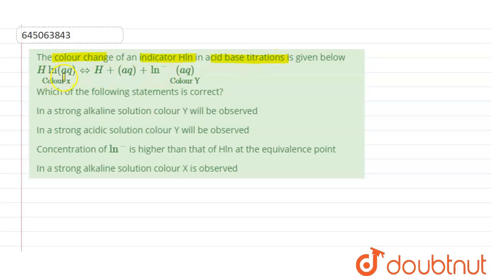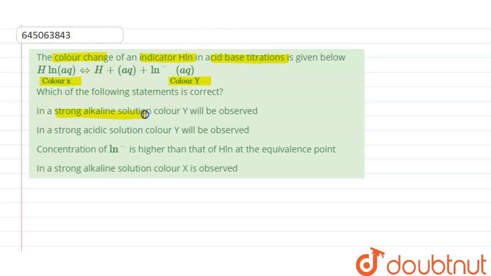Hello students, the question is: the color change of an indicator HIN in acid-base titration is given. This HIN in aqueous state gives color X. It is dissociated to give H positive in aqueous state and IN minus in aqueous state, and the color of this HIN is X, and here the color Y is there. So the question is, which of the following statements is correct?